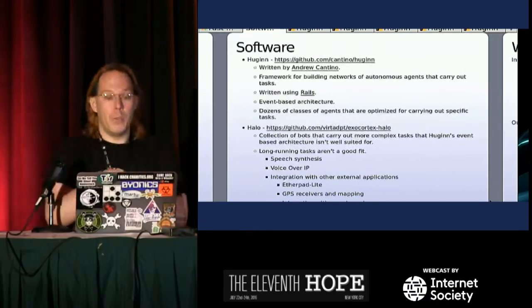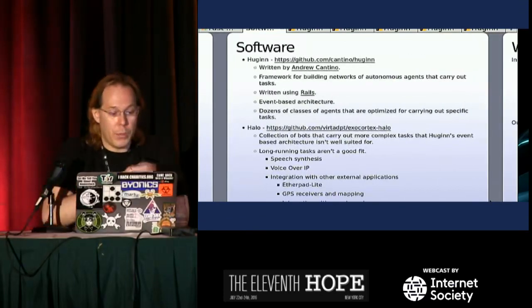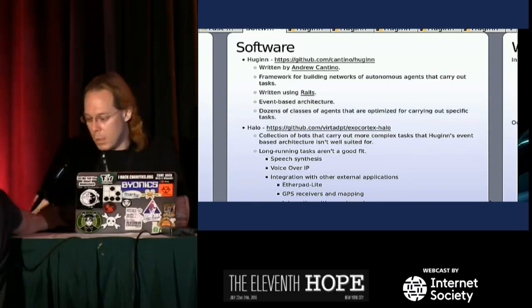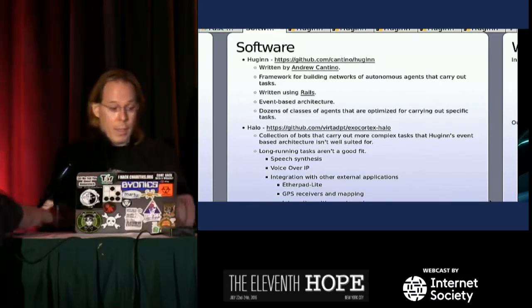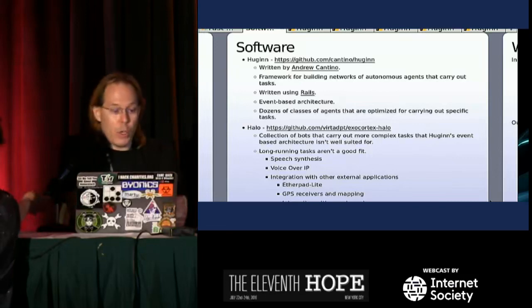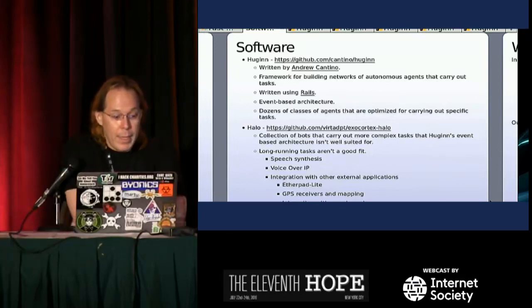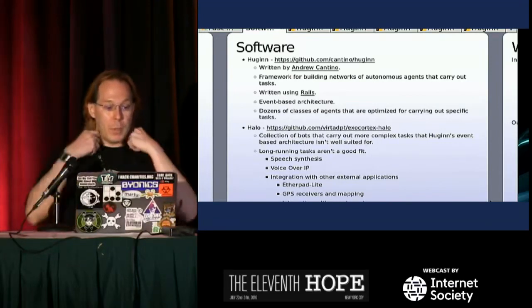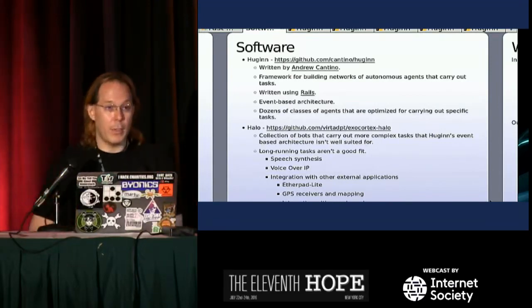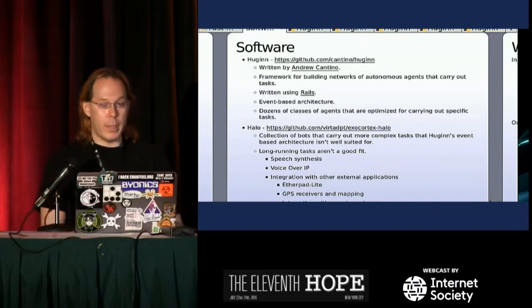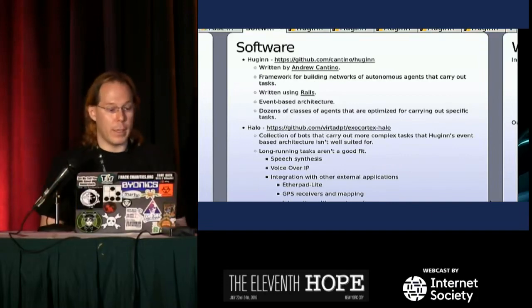The software I use to build my exocortex is based around a software framework by Andrew Cantino called Huginn. It's a framework for building networks of autonomous agents that carry out tasks. It's written in Ruby, it uses Rails for the front end, and it has an event-based architecture internally. There are dozens of classes of agents that are optimized for carrying out specific tasks.